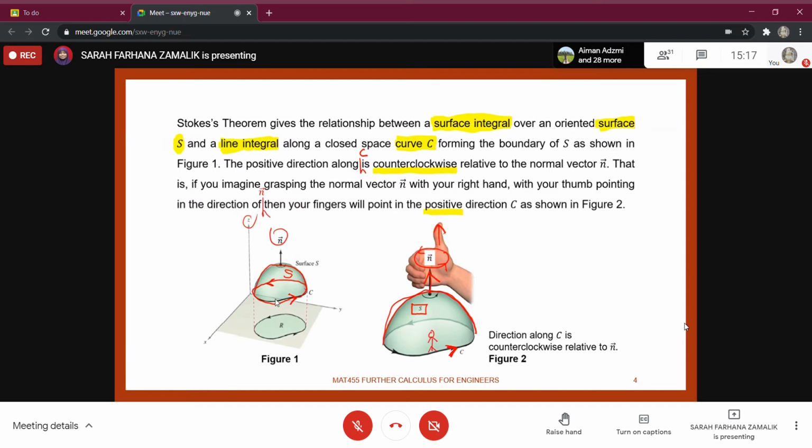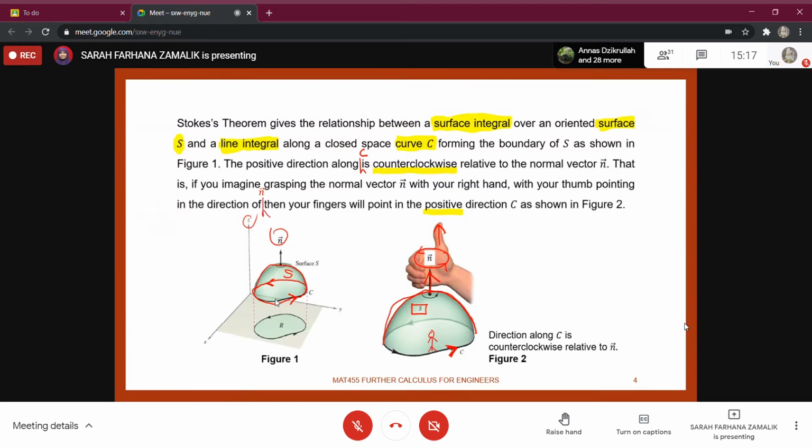Setakat ni faham je. Okay. Faham dia. Yes, nanti kita tengok soalan. Kita cuba tengok S yang mana, C yang mana. Okay. So that is the relationship for Stokes Theorem. It has the relationship between surface integral and also line integral.